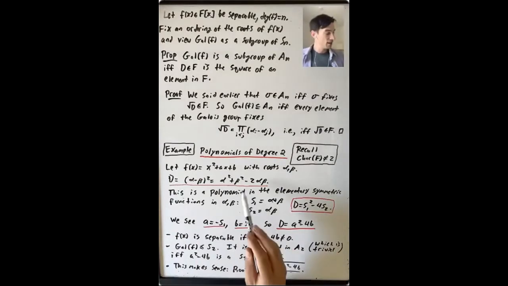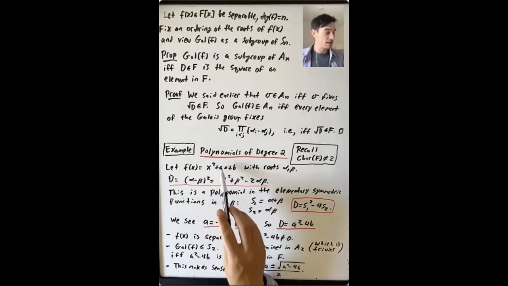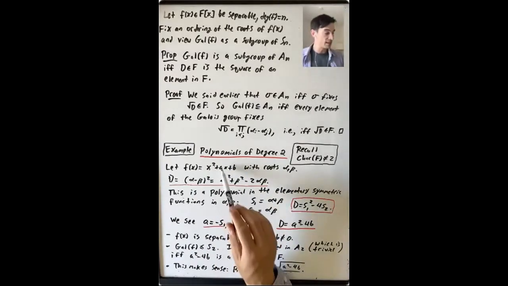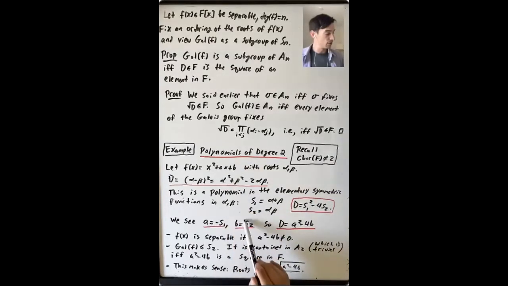Okay, but if you now rewrite f(x) as (x minus alpha) times (x minus beta), then you can see that a is equal to minus s1 and b is equal to s2. So what is the discriminant D? It's a squared minus 4b. This is the normal, usual discriminant of a quadratic polynomial that you probably learned whenever you talked about the quadratic formula in high school. So what are we seeing? f(x) is separable if and only if the discriminant is not 0, if and only if a squared minus 4b is not 0.